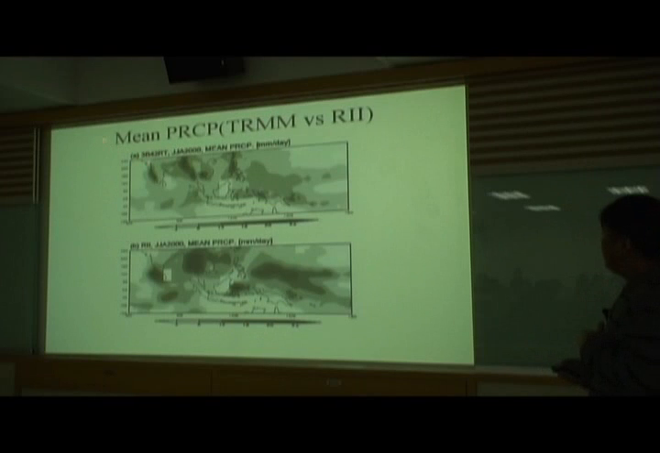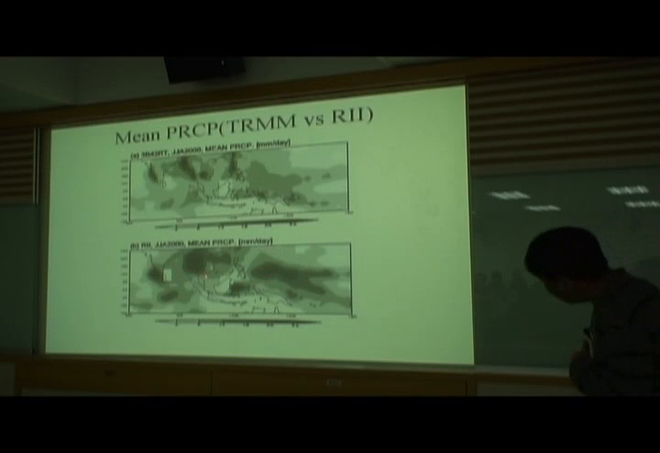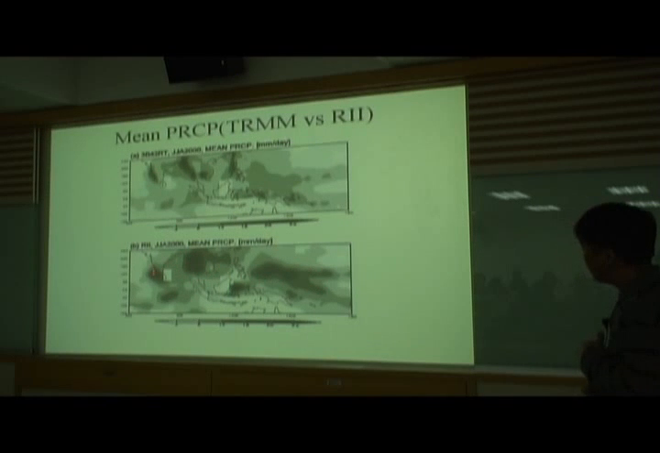So first we compare mean precipitation, June, July, August mean. This is in millimeters per day. As you can see, there is quite a large difference between 3B42. This is a mistake. This is 3B42. The most pronounced differences are in the Philippine Sea region, the west of the Bay of Bengal region, and west of India. There are very big differences.